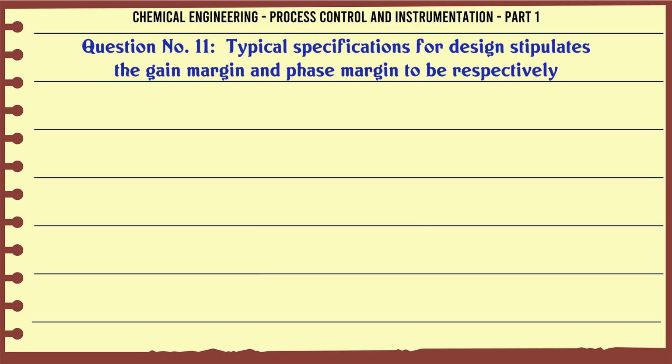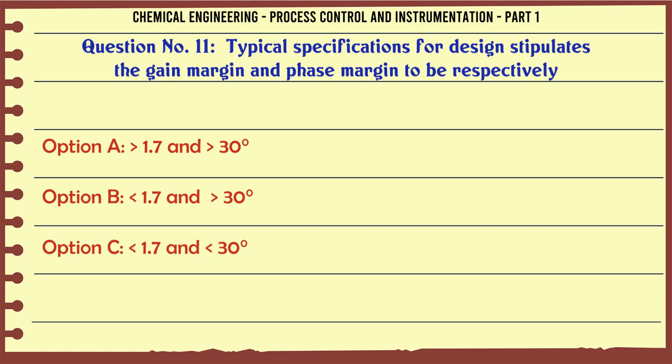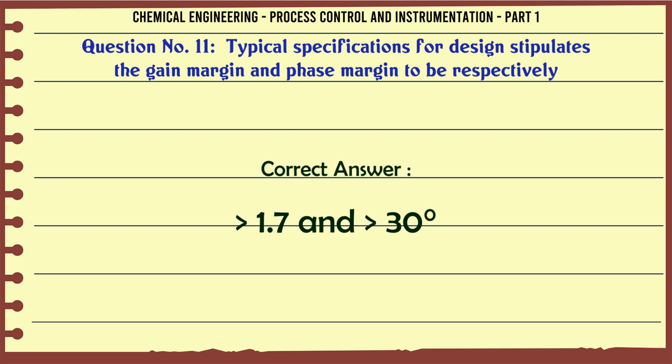Typical specifications for design stipulates the gain margin and phase margin to be respectively A. 1.7 and 30 degrees. B. 1.7 and 30 degrees. C. 1.7 and 30 degrees. D. 1.7 and 30 degrees. The correct answer is 1.7 and 30 degrees.